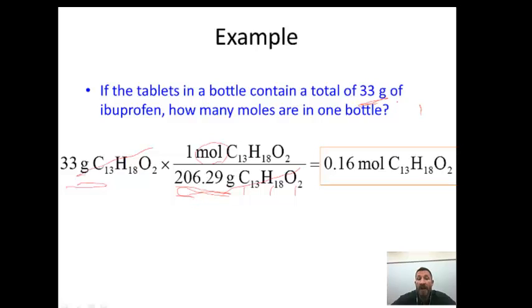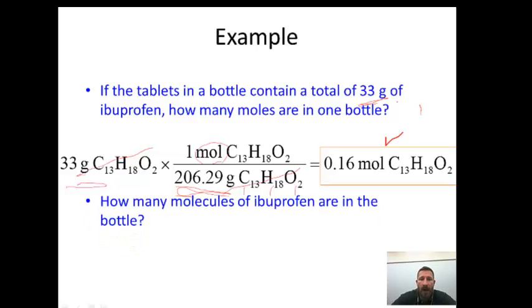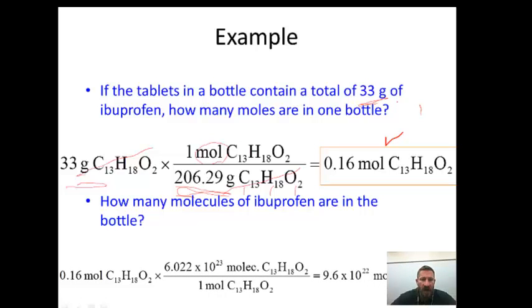Let's do one more. Now we're going to change this number of moles to particles. I'm interested in how many particles will be in 33 grams of ibuprofen. So how many molecules of ibuprofen are in the bottle? This whole bottle contains 33 grams. So you take the answer we started with, which is 0.16 moles of C13H18O2. And remember we had that chart where we said three things are always equal: a mole, 6.02 times 10 to the 23rd, and the mass from the periodic table. Notice I've got a mole here and a mole here. They cancel, and then at the top I put molecules.